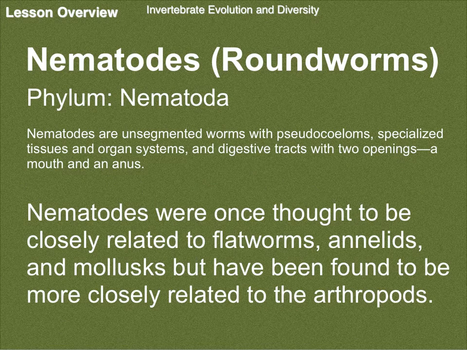Nematodes were once thought to be closely related to flatworms, annelids, and mollusks, but have been found to be more closely related to arthropods. Arthropods are bugs, crustaceans, those sorts of things.